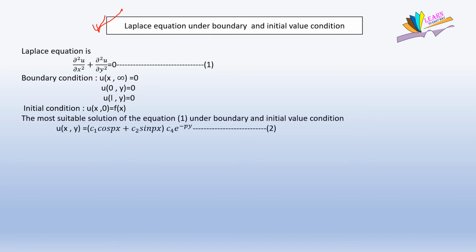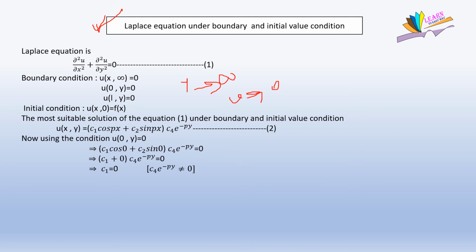And the initial condition is u of x comma 0 is equal to f of x. If u of x comma infinity is equal to 0, that is, if u is equal to 0 for y tends to infinity, then the most suitable solution of the equation is u of xy is equal to c1 cos px plus c2 sin px into c4 e to the power minus py.